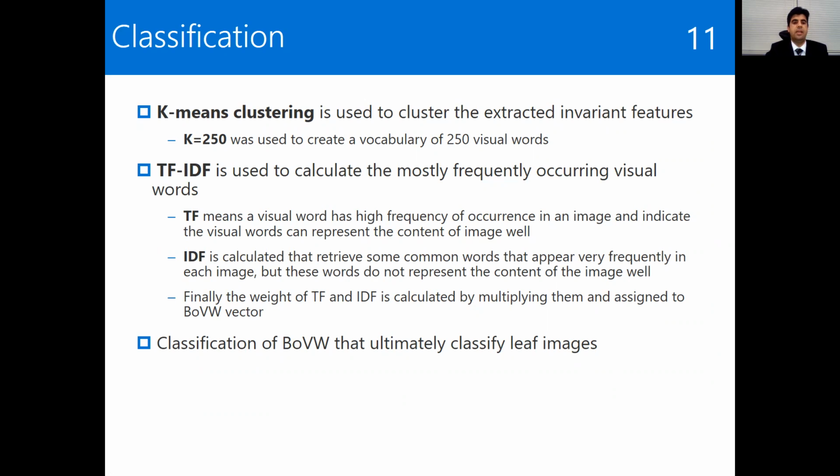In TF-IDF, the term TF means a visual word has a high frequency of occurrence in an image and indicates that these visual words can represent the content of the image well. And the IDF is calculated to retrieve some common words that appear very frequently in each image, but these words do not represent the content of the image well, so these words should be given a lower weight. Finally, the weight of TF and IDF is calculated by multiplying them and assigned to a bag of visual word vector, and then we classify the bag of visual words that ultimately classifies the leaf images.